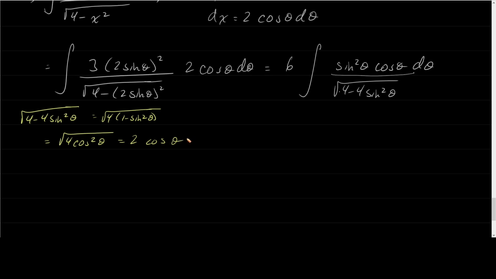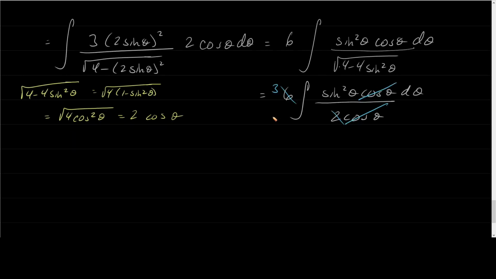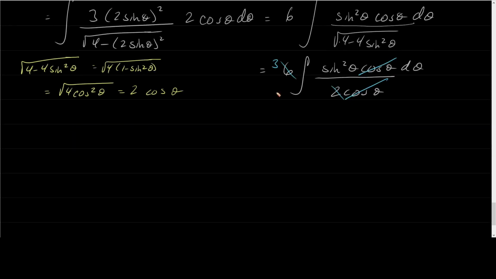And now, we're not done. This was just rewriting the denominator. So what we can say now is this becomes 6 times the integral of sine squared theta cosine theta d theta over, and instead of that radical, we've got 2 cosine theta. So now what we see is that the cosine thetas cancel out. The 6 and the 2 reduce to being just 3. So what we have now is the integral of 3 times sine squared theta d theta.